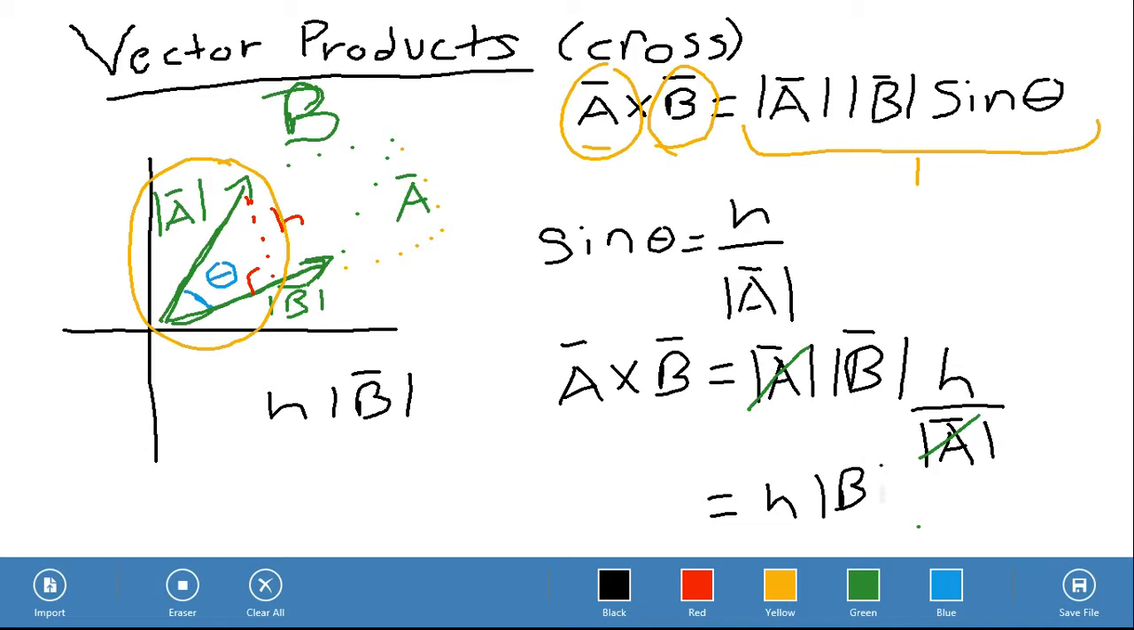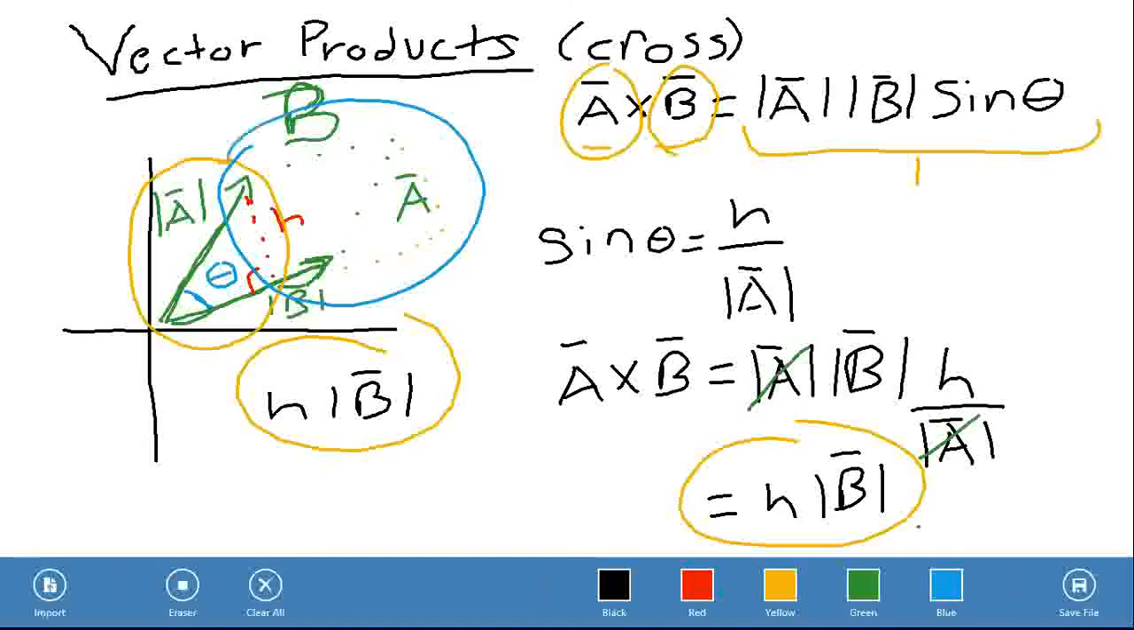So h times the length of B, which tells us that the magnitude of the cross product is actually equal to the area of the parallelogram. And that's an important thing to remember. So the magnitude of A cross B, if you're looking at just the magnitude, not considering the direction of the vector, is going to be equal to the area of this parallelogram that I'm circling here in blue, the parallelogram created by the two vectors.